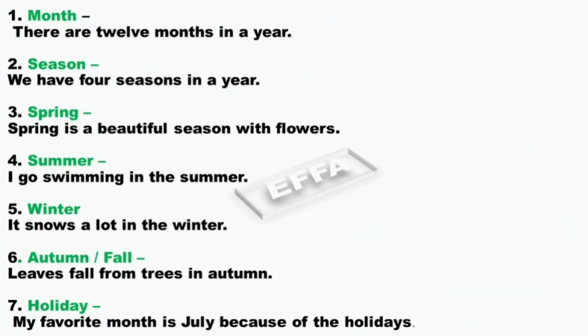Now we have some useful vocabulary words with examples. I'll pronounce them and then you should memorize them. Month. There are 12 months in a year. Season. We have 4 seasons in a year. Spring. Spring is a beautiful season with flowers. Summer. I go swimming in the summer. Winter. It snows a lot in the winter. Autumn or fall. Leaves fall from trees in autumn. Holiday. My favorite month is July because of the holidays.